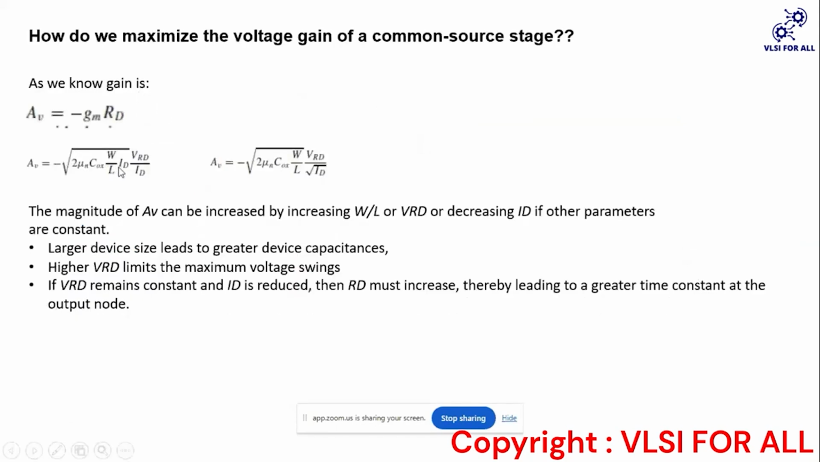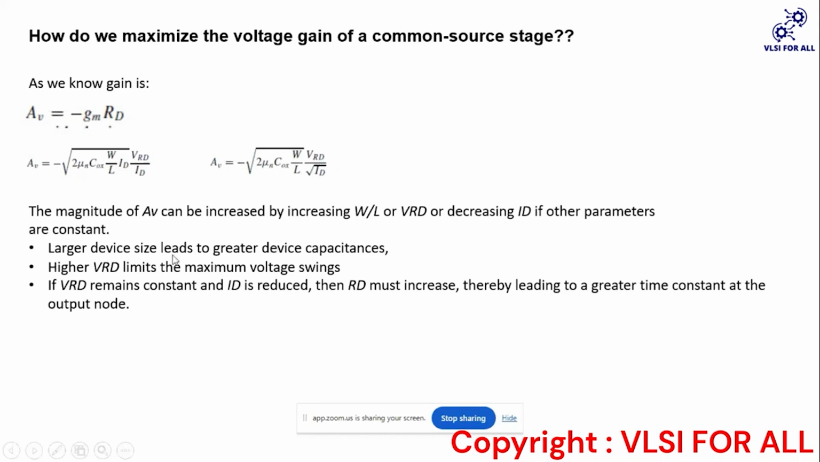So here the gain Av equals, as we know, gm can be written as the square root of 2 times mu n Cox W by L times ID. And what is RD? RD is VRD divided by ID, like V equals IR; if you want to find R, it is V by I. Then see here, ID and ID, we will proceed like this: minus the square root of 2 mu n Cox W by L times VRD divided by the square root of ID.